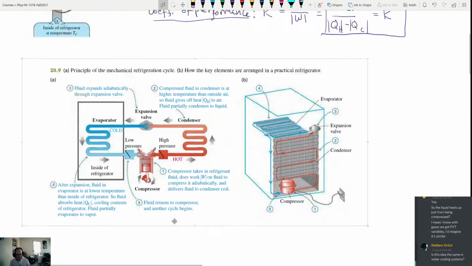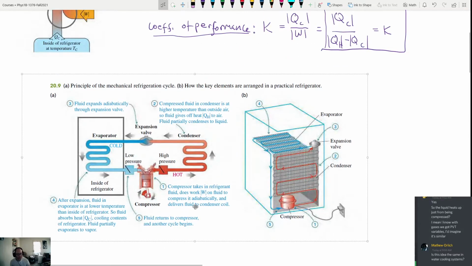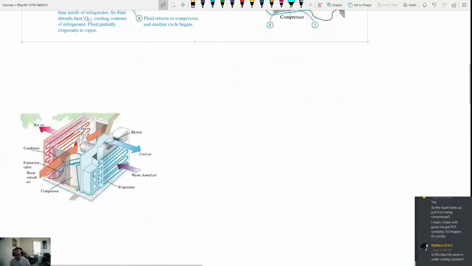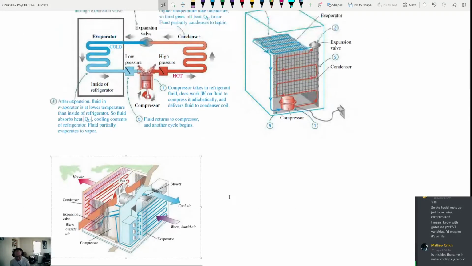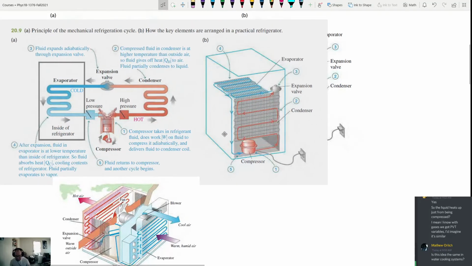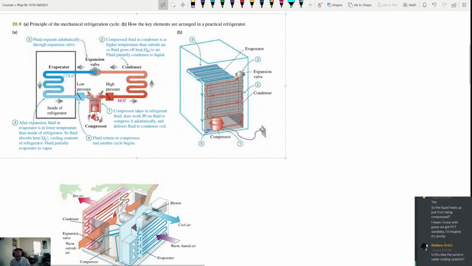A water cooling system is the same thing. In a water cooling system, the fluid would just be water, right? Yeah. The same thing works for, or the way that an air conditioner works is the same.